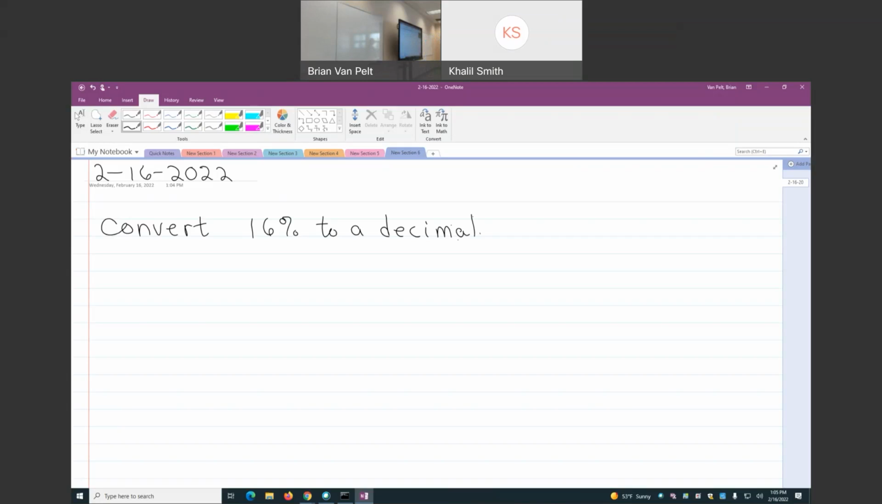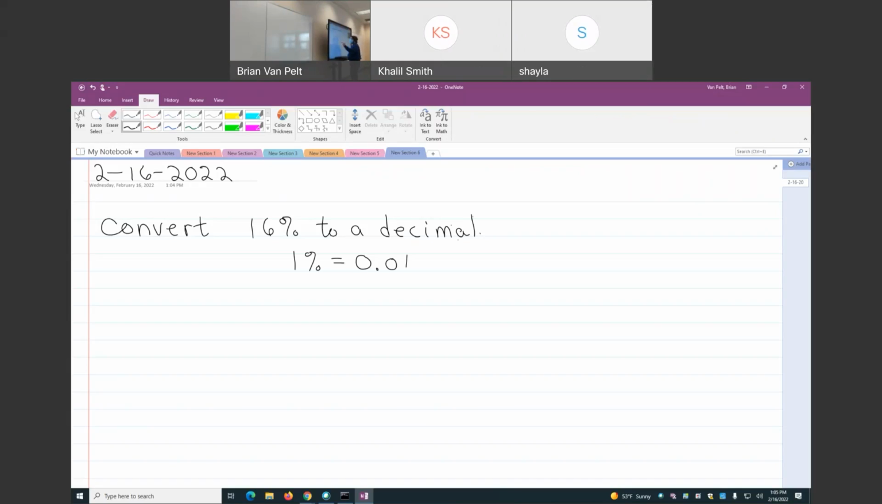Okay. First, let's start with these ones. Those will be necessary for what we're going to do. Do you remember how to change a percent to a decimal? That is one way. All right. Well, look at this. Do you know what 1% is? What is it? As a decimal, it is 0.01.